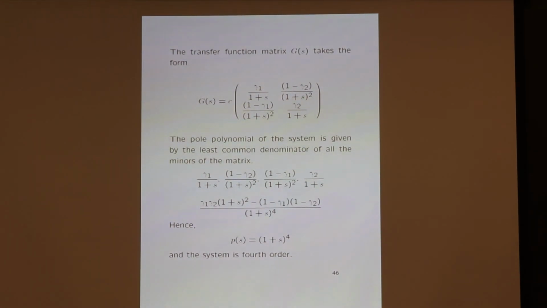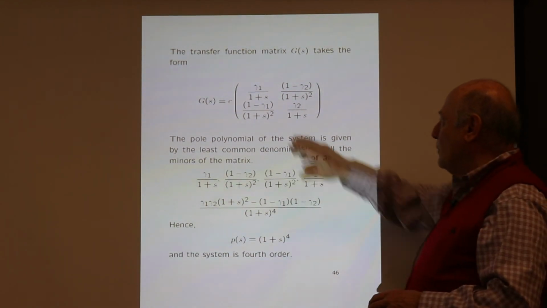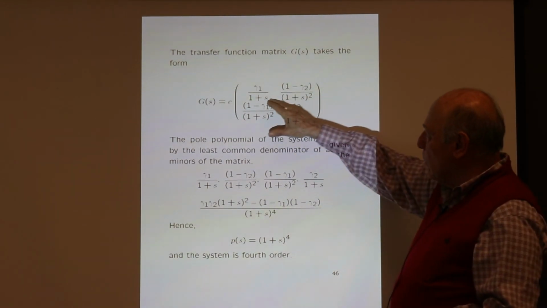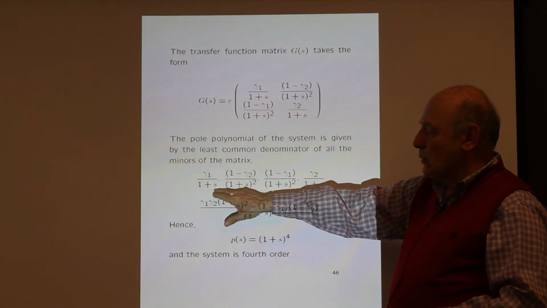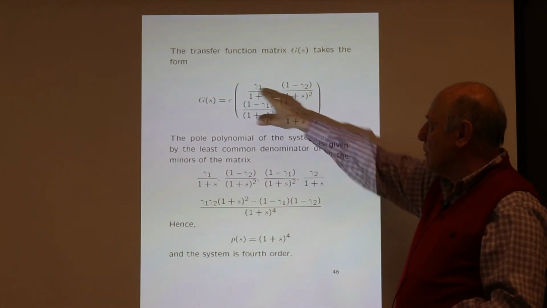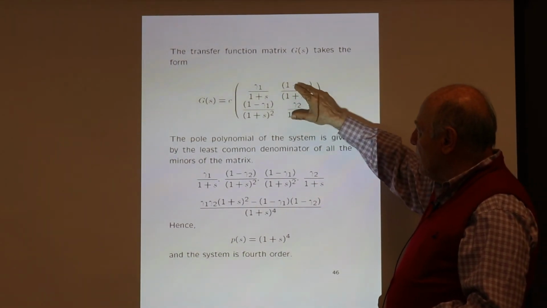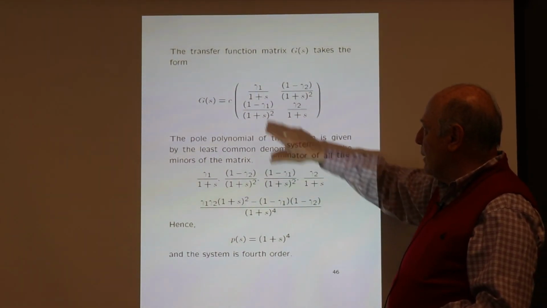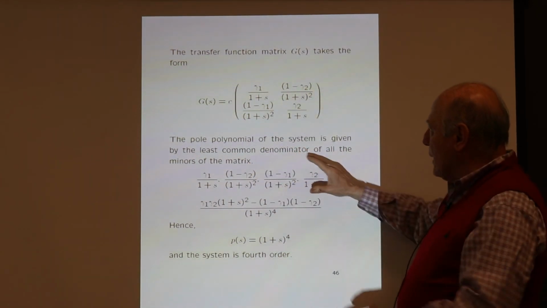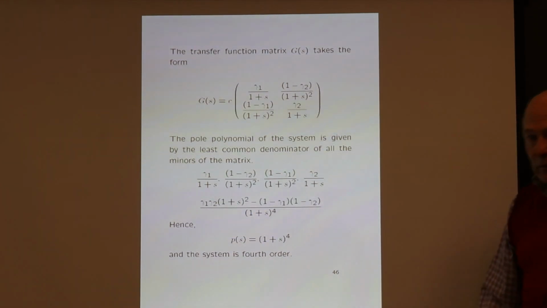So what is the pole polynomial? The pole polynomial is obtained by the least common factor of all the minors of the matrix. So one minor of the matrix is this one. The other minor of the matrix is this one. This is a minor of that, so this is another factor. The minor of this matrix is this one, so it will be there, and the minor of this element is this. So the four minors are there, and the determinant itself will be something like that, a little bit more complicated.